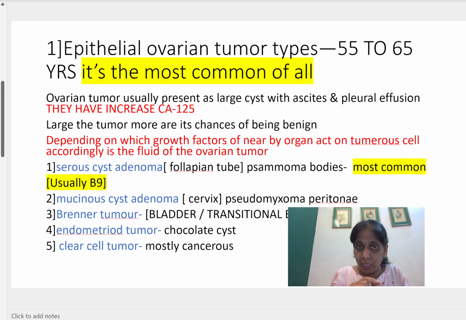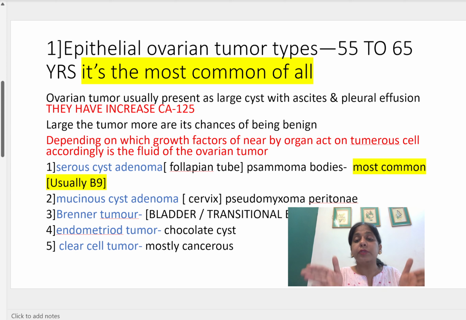Okay, let me repeat it. Depending on which growth factors of the nearby organ are acting on that tumorous epithelium, accordingly will be the fluid of the ovarian tumor. So let's see, if the fallopian tube growth factors have influenced that epithelial cell which was becoming tumorous, then the fluid of that ovarian tumor will be serous, and that tumor will be known as serous cystadenoma. Okay, serous cystadenoma.